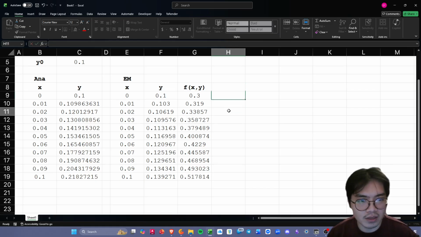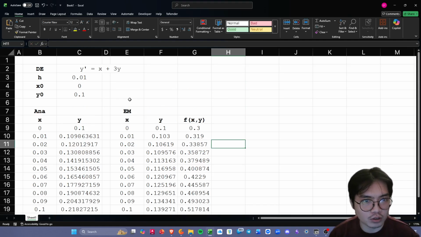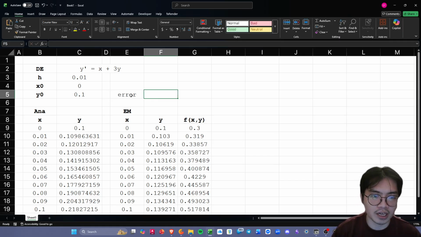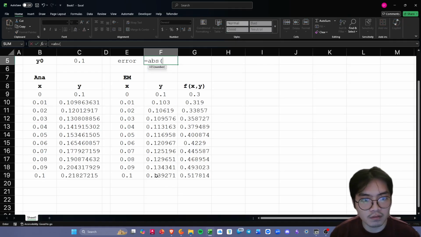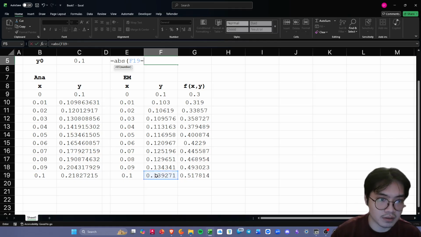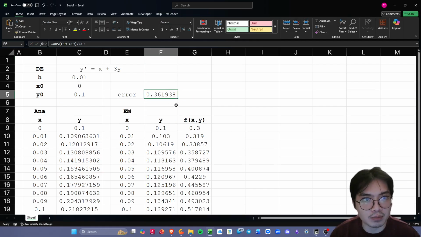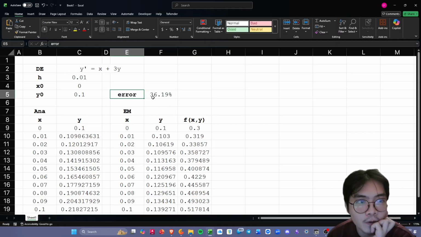Where do we get the error? Maybe the error should be just on top. The error here is the absolute value of this minus this, divided by the real value. The error is about 36%, so that's quite high. Let's give it a few more digits. There you go. That's your error for the Euler's method.